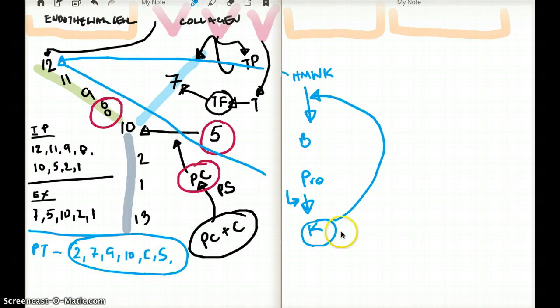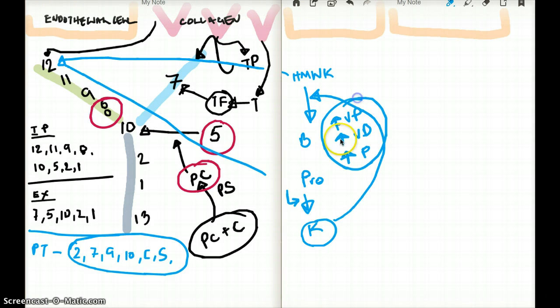Now, what else is happening with bradykinin? Bradykinin is going to increase vascular permeability, cause vasodilation, and cause more pain. So these are going to be achieved by bradykinin.